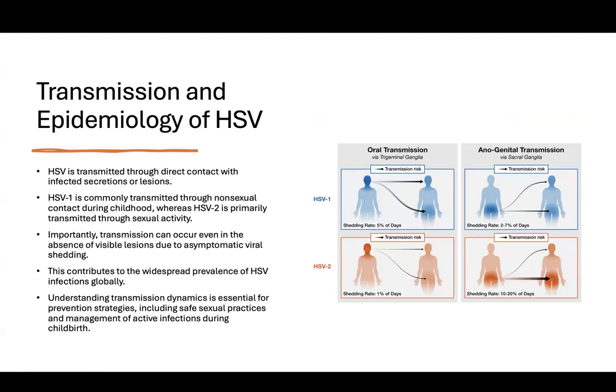So the transmission epidemiology, as I said, transmission of HSV usually is through direct contact, through infected secretions or lesions. HSV1 is basically through non-sexual contact. So this can happen through childhood. HSV2 is usually through sexual activities in general. And as I said, you have a lot of asymptomatic cases. So you can be completely symptomless and keep shedding the virus and keep giving it to people.